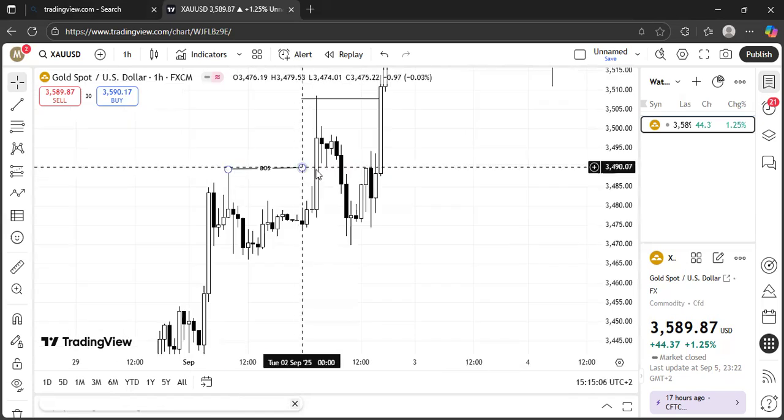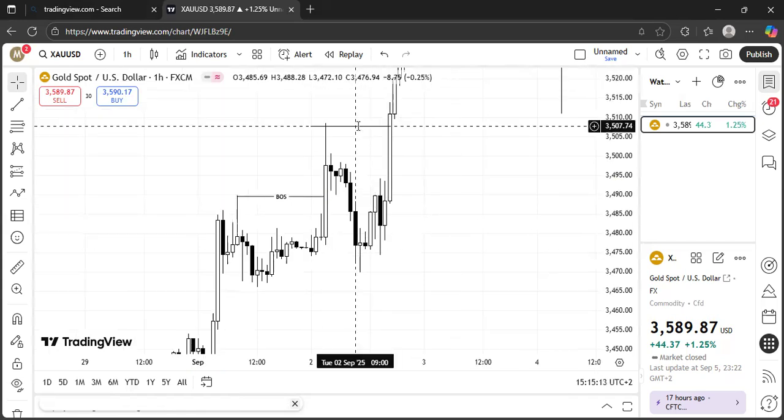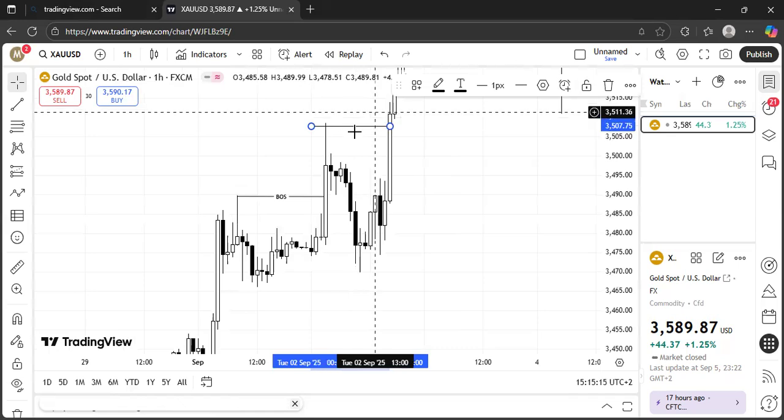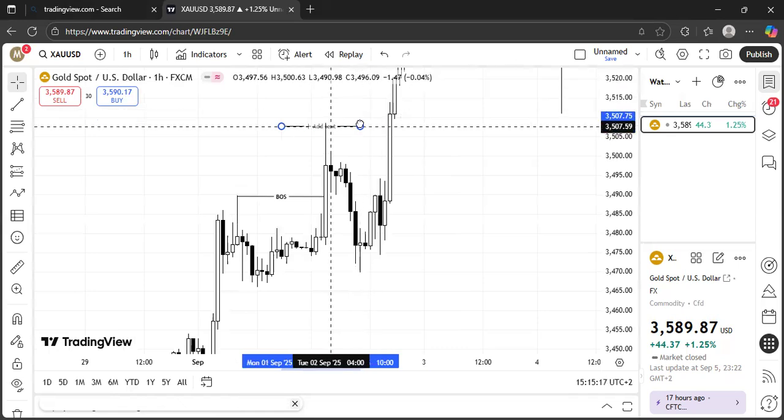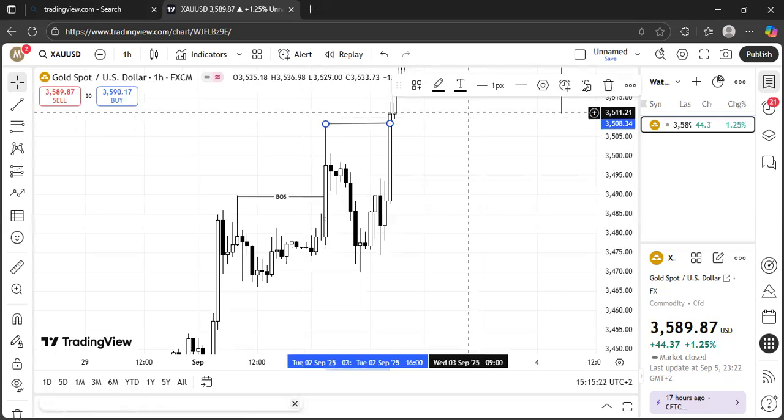The inducement is very rare, so it's not all the time that you find it. So we're going to be focusing on our imbalance and order block. But if there is an inducement, we have to mark it out as well. It's very important.